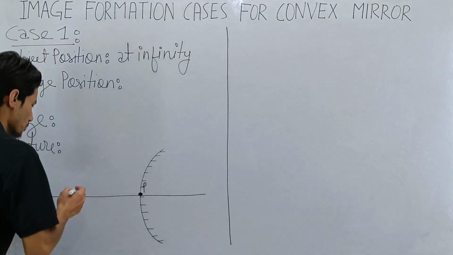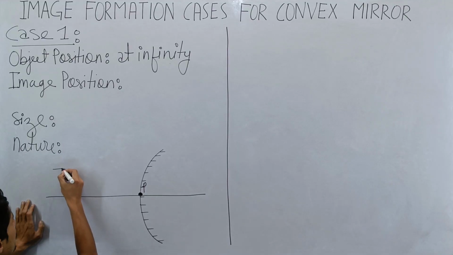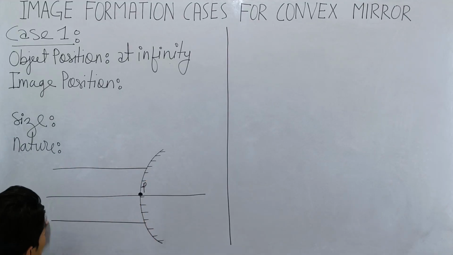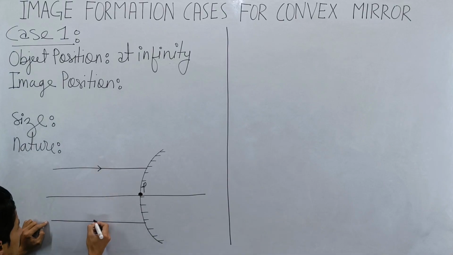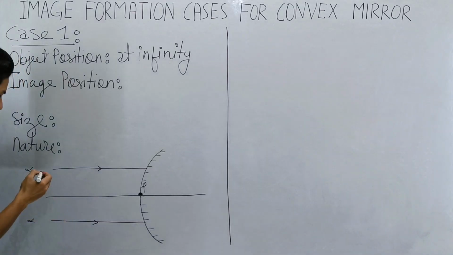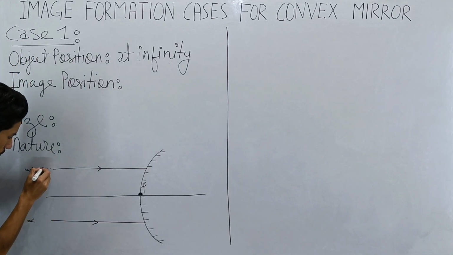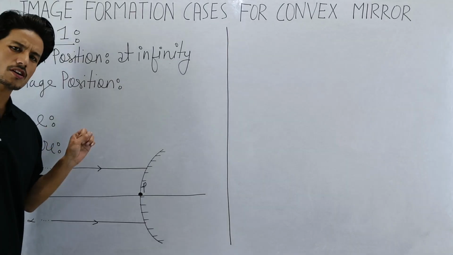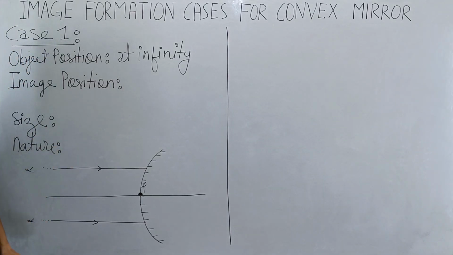Okay, so let's draw those 2 rays. This is ray number 1, and this is ray number 2. The object is at infinity, so these light rays are coming from infinity. Let me just show it like this, to indicate that they are coming from very far distant sources.